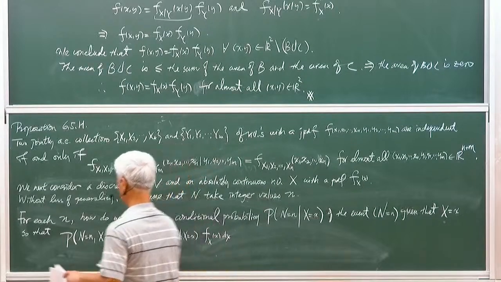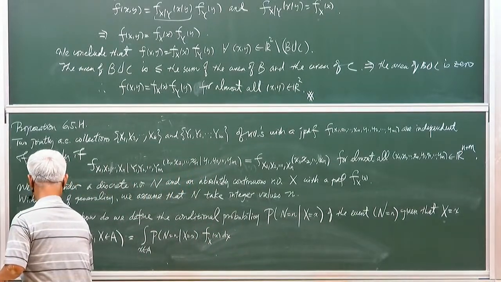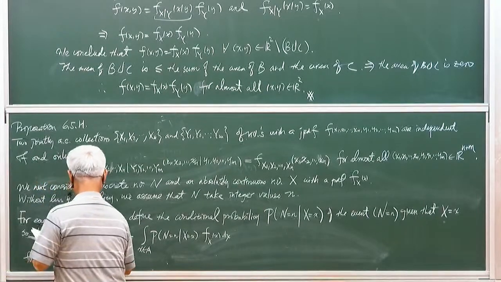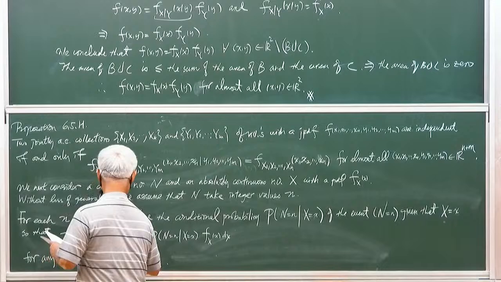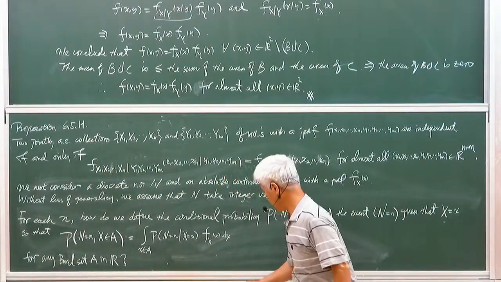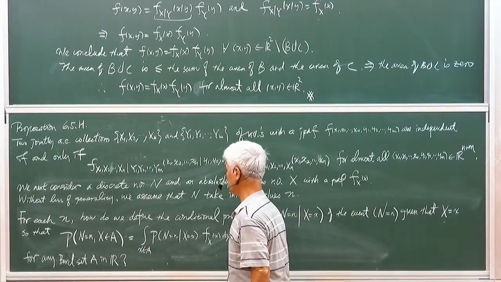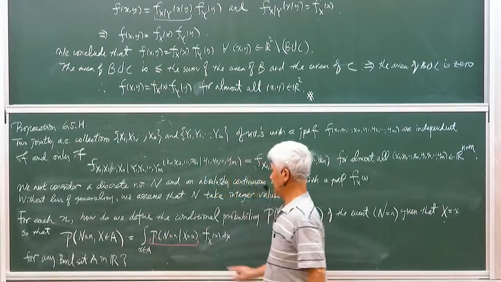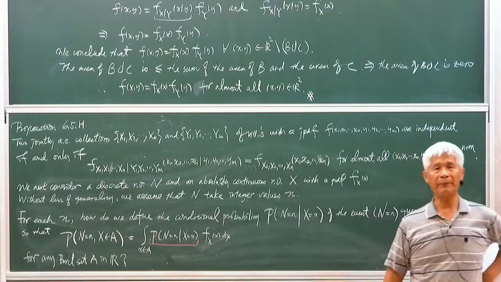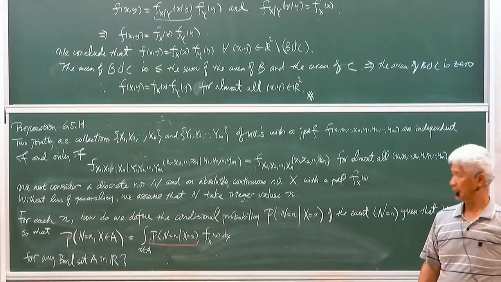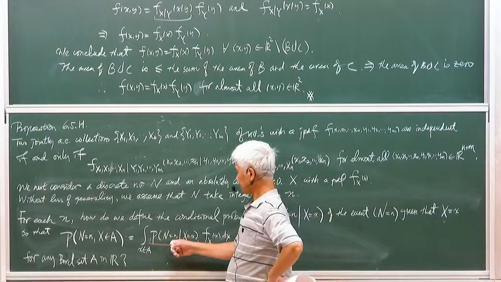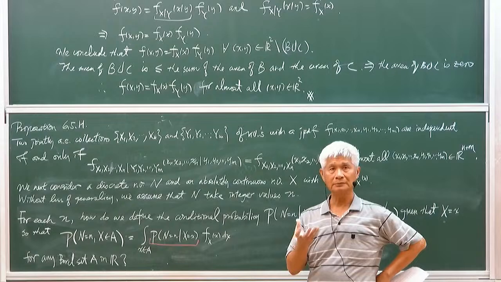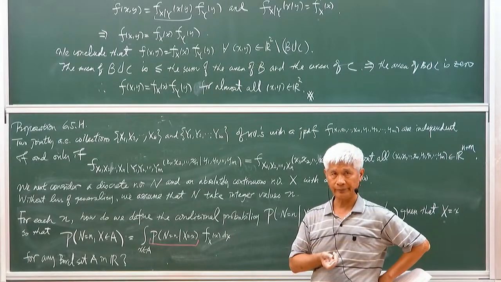Okay, for any Borel set A in R, we need to find a way to define this conditional probability, so that this is a function of little n and little x.